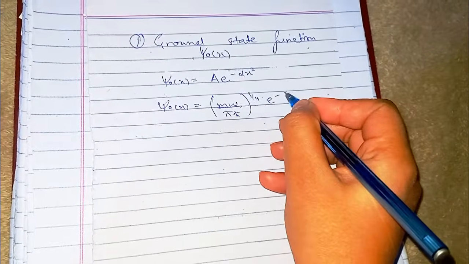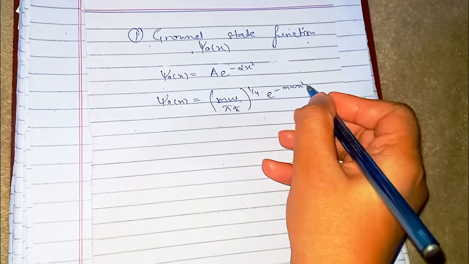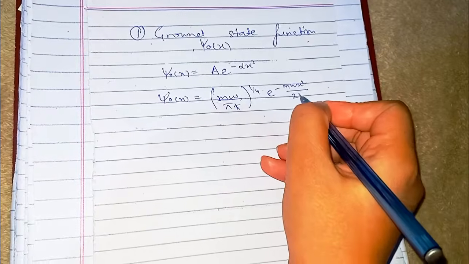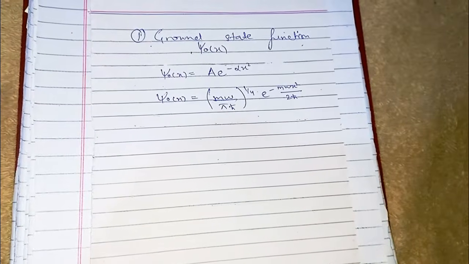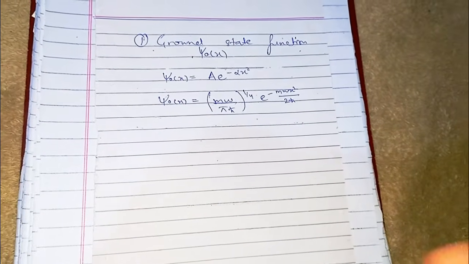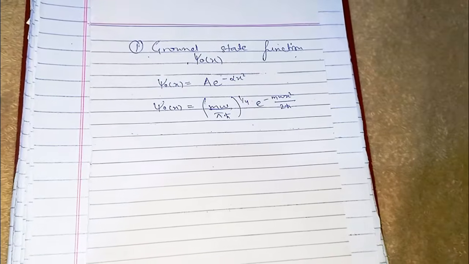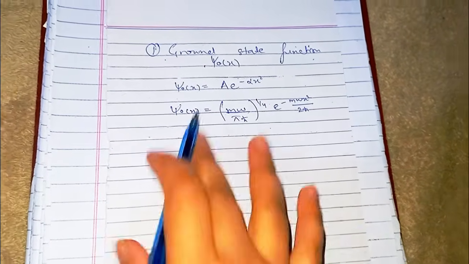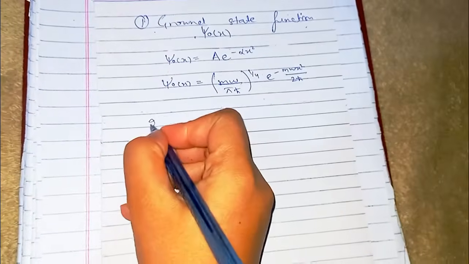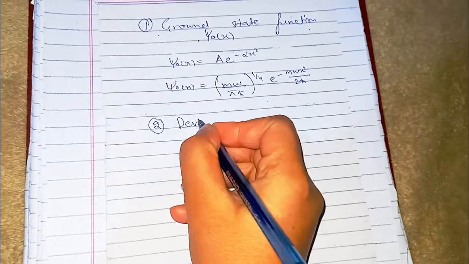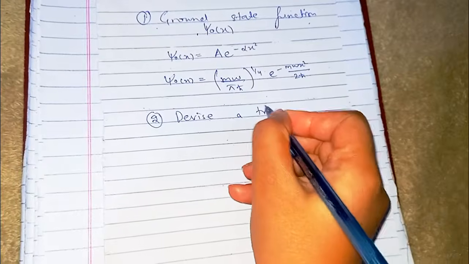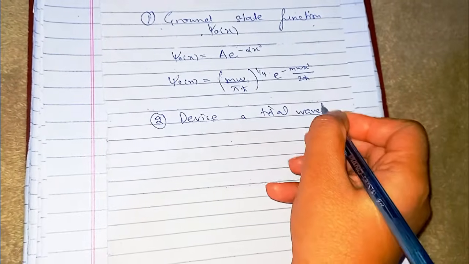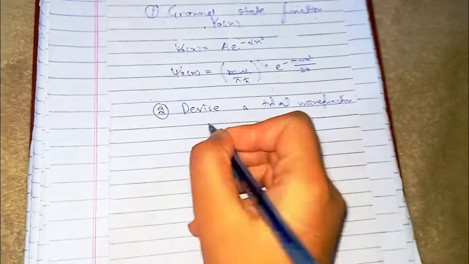Whenever you are about to calculate the higher states, you should know what the lower states were. You should have knowledge about the lower states because they will guide you to devise a perfect trial wave function. So this information will help you to devise a trial wave function for the first excited state.